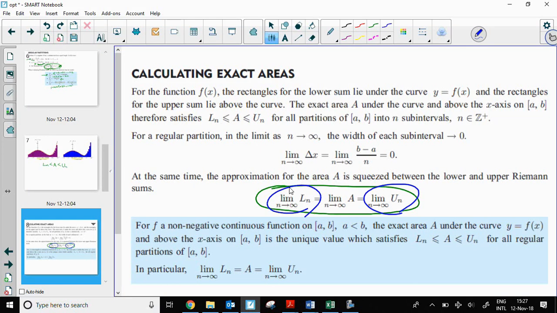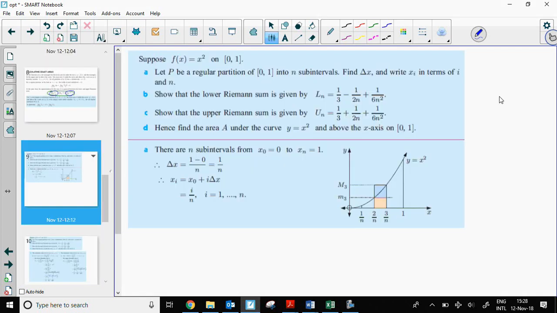So that's what we're going to do with a whole lot of, quite frankly, ugly algebra. Let's do one. And this is just a simple function. This is x squared on the interval from 0 to 1. Okay, part A. We're going to just make the partition. We're going to do this into n subintervals.